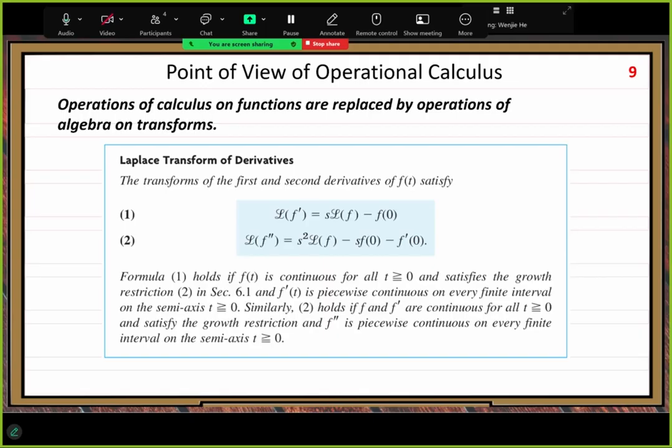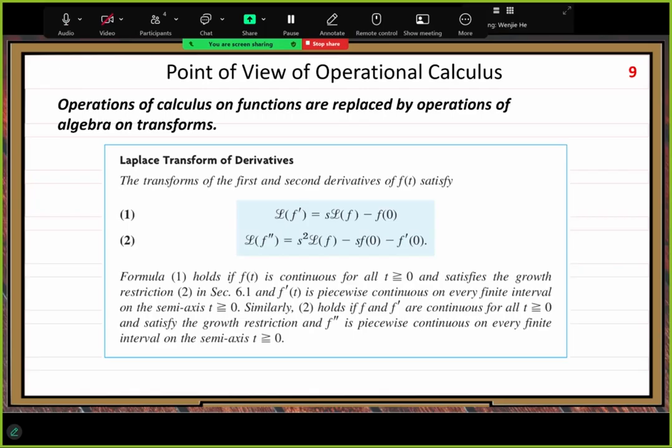Laplace transform of derivatives. Here we calculate the first derivative, second derivative, Laplace transform. The transforms of the first and second derivatives of little f satisfy these two equalities. Laplace transform of f prime equals s times Laplace transform of little f minus the initial value f of 0. The initial value is used in this formula.